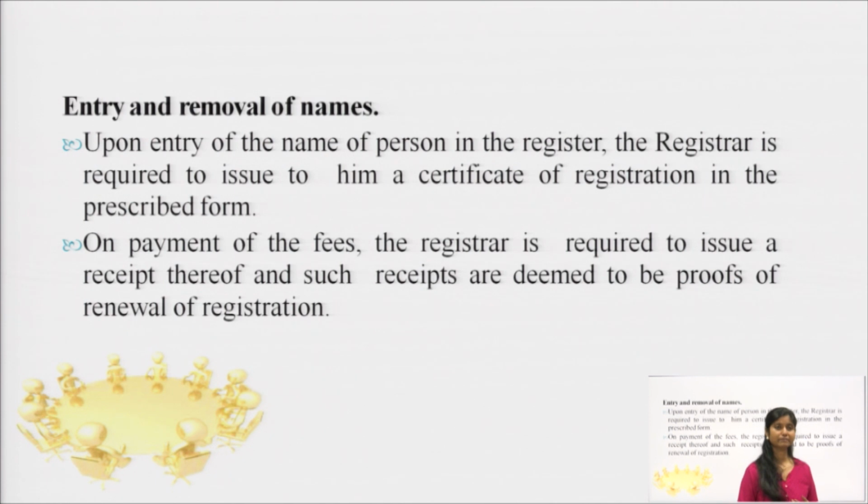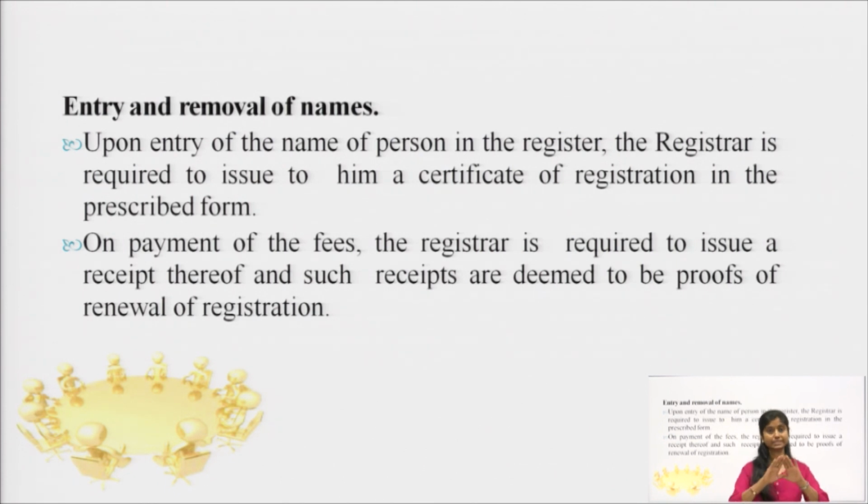Entry and removal of name में let's go through few more points. That is, upon the entry of the name of a person in the register, the registrar is required to issue to him a certificate of registration in the prescribed form. एक सर्टिफिकेट आपको मिलता है जिसपे आपके फ़ोटो के साथ वहाँ स्टैम्प के साथ मेंशन होता है योर रजिस्ट्रेशन नंबर. That is the serial number through which your name has been entered in the register, which will give you the detail of that person in whole.